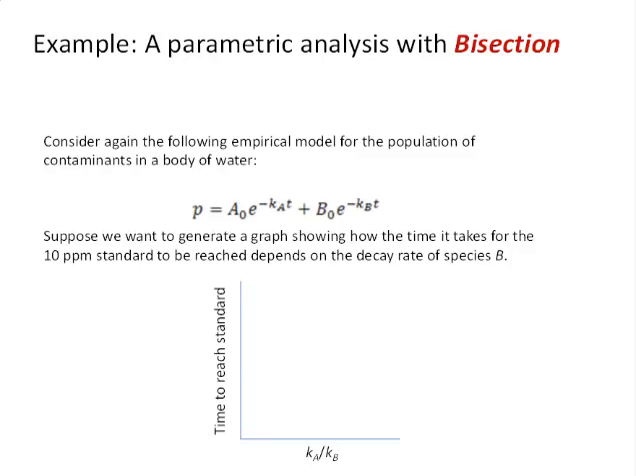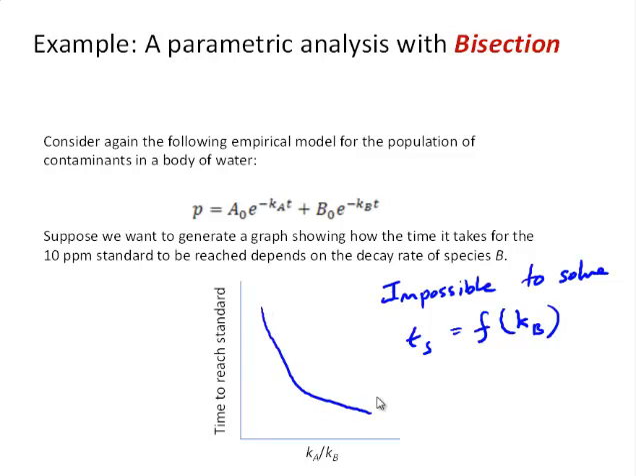If you recall from last week, we looked at an empirical model for the population of contaminants in a body of water, given as this linear combination of two exponential functions. At the close of that video, we wanted to generate a graph that showed how the time it takes for the 10 part per million standard to be reached depends on the decay rate of species B. And we saw that it was impossible to solve for that time as some function of KB. We wanted to generate some sort of graph that we thought might look like that.